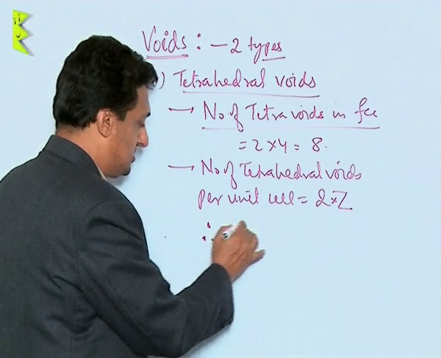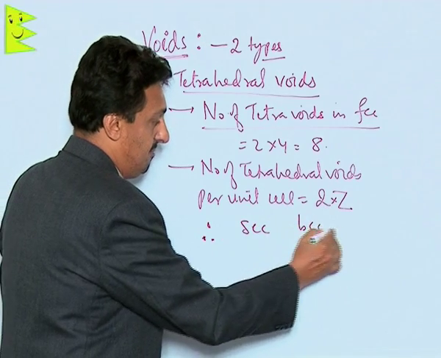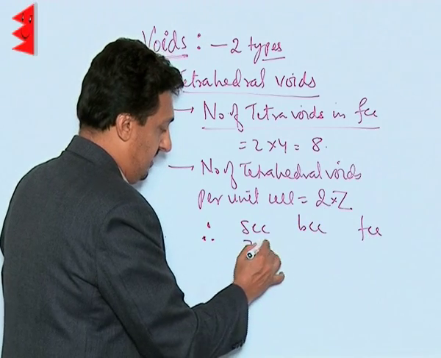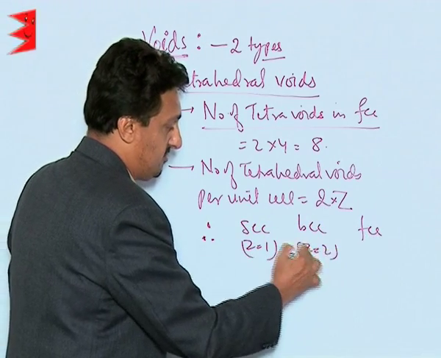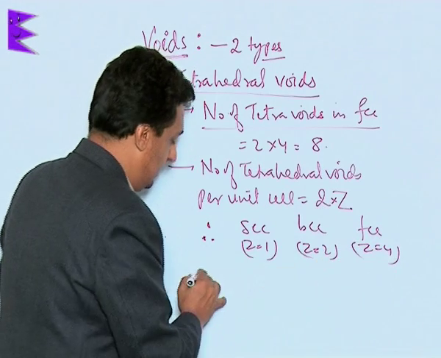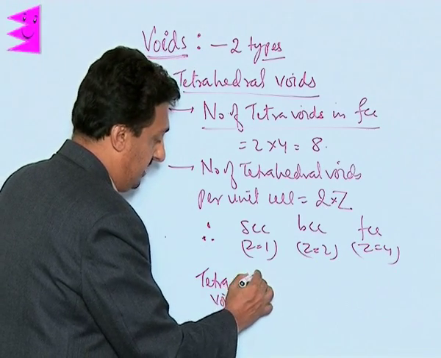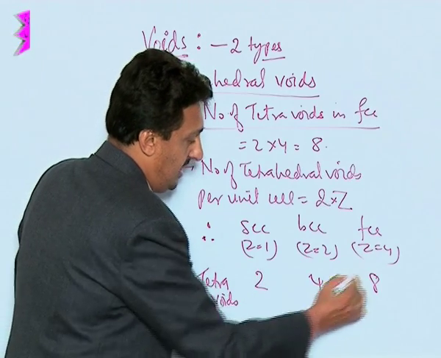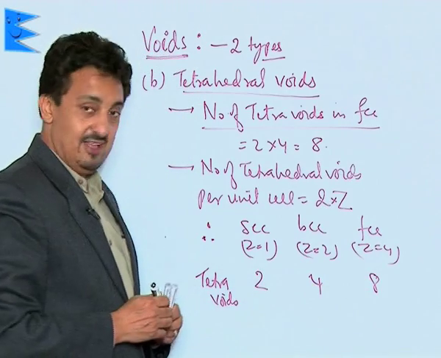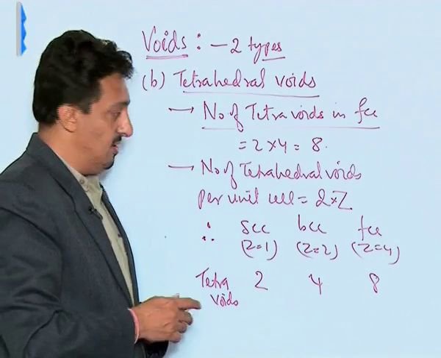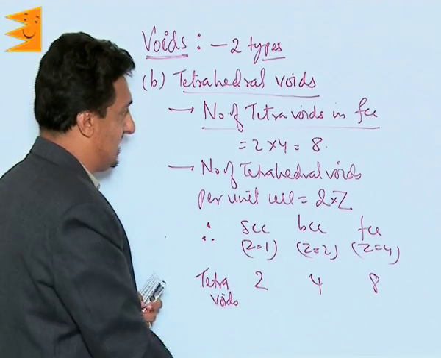Therefore, we can make out in case of SCC, BCC, FCC, since Z is 1, Z is 2 and Z is 4, the tetrahedral voids will be 2, 4 and 8. This is how they will be arranged. And now we know the location. Let us find out their size.